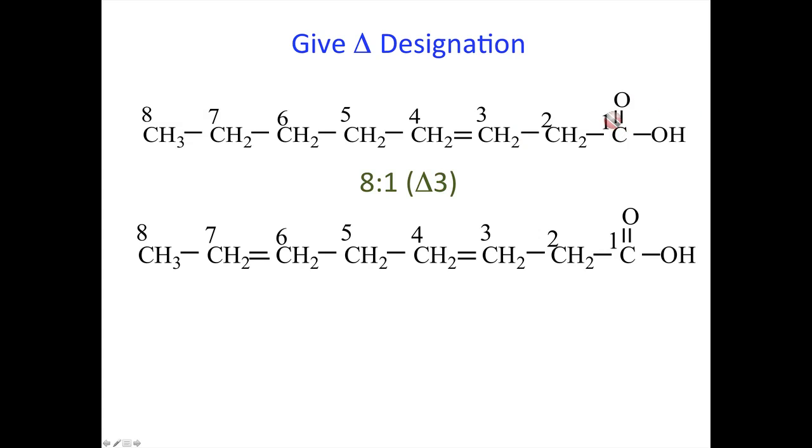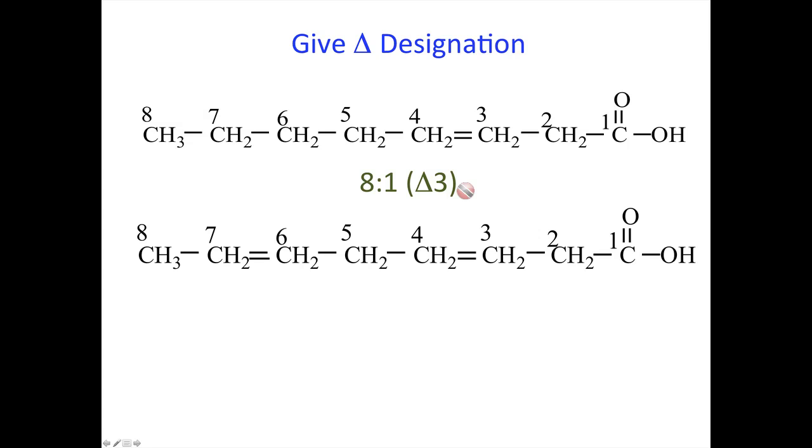So again, this is where the numbering becomes important. For the delta designation, you'll be counting from the carboxyl group. So you're going to give the carbon in the carboxyl group the number 1. So if you watch, we said 1, 2, 3. So we take the first, smaller number, 3, where the double bond is between. So we say delta 3. So this is the international standard way of naming your fatty acid.